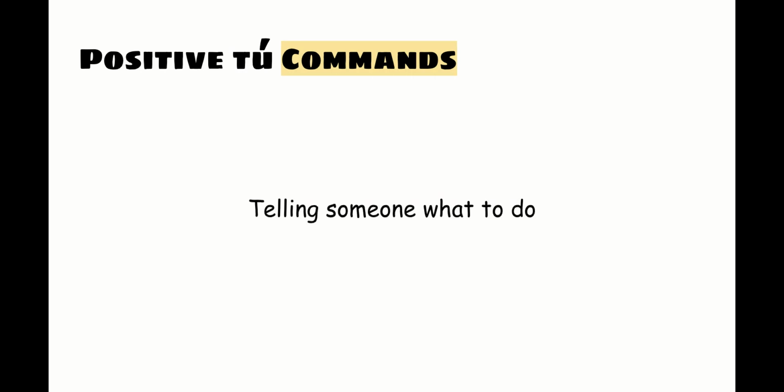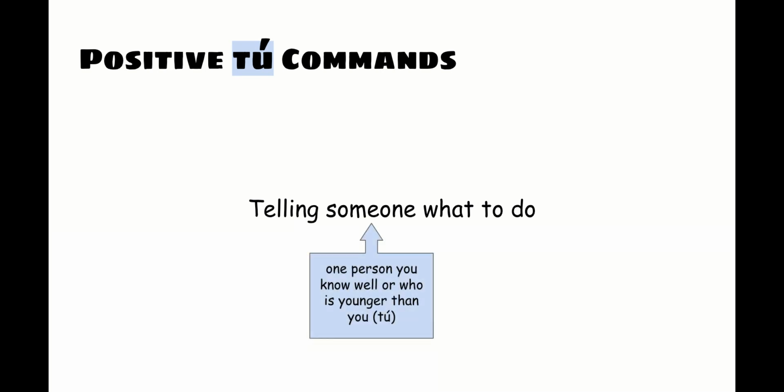So first of all, like I said before, a command is when you tell someone what they should do. A tú command is when the person who you're talking to, the person who you're telling to do something, is someone you know well and who is younger than you. This is one person. So this is a person you would call tú, an informal singular command, you could also say. So this would be when you're telling people like your brother or a friend or a classmate or a little kid what they should be doing.